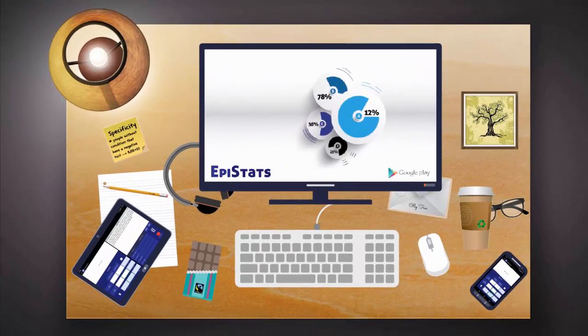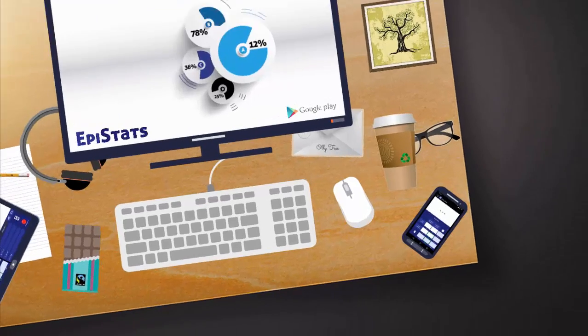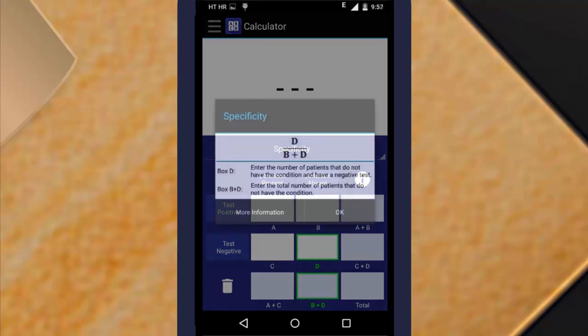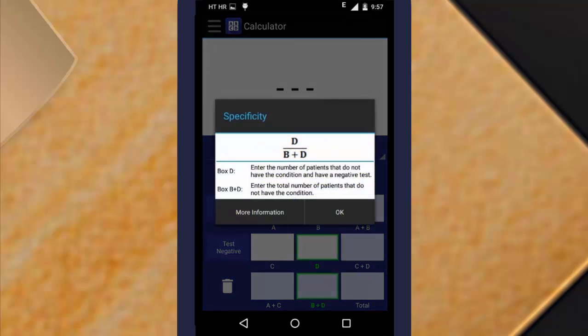Now that we got all of that out of the way, let's take a look at that cool-looking calculator. In order to calculate specificity, there are two values that we need. The first value goes in box D. That is the number of patients without the condition who tested negative for it. The second value goes in box B plus D. That is the total number of patients without the condition. When we have these two values, we can calculate specificity by dividing D by B plus D.